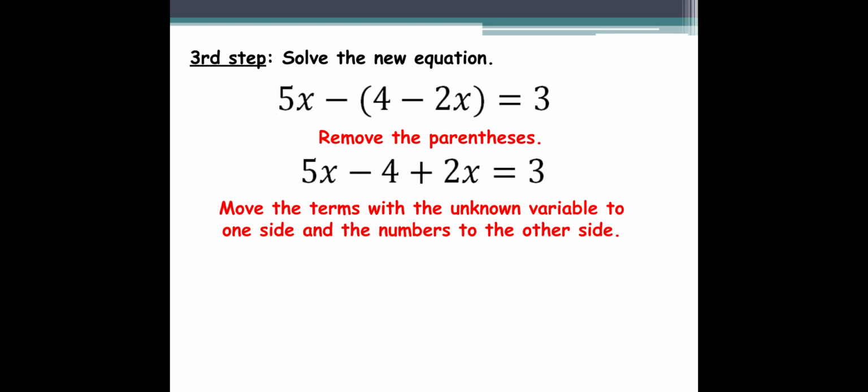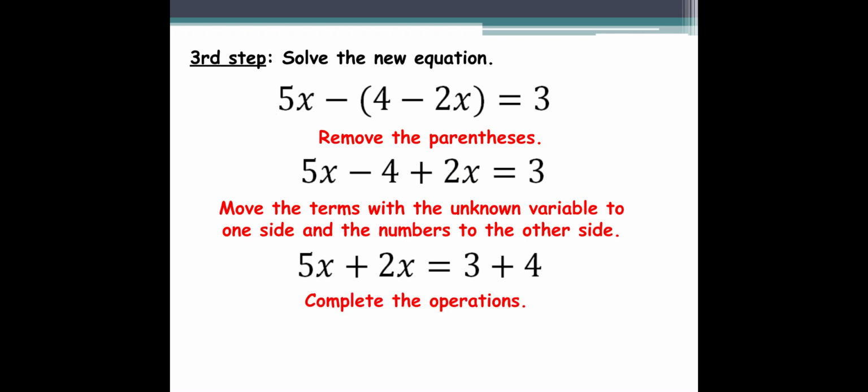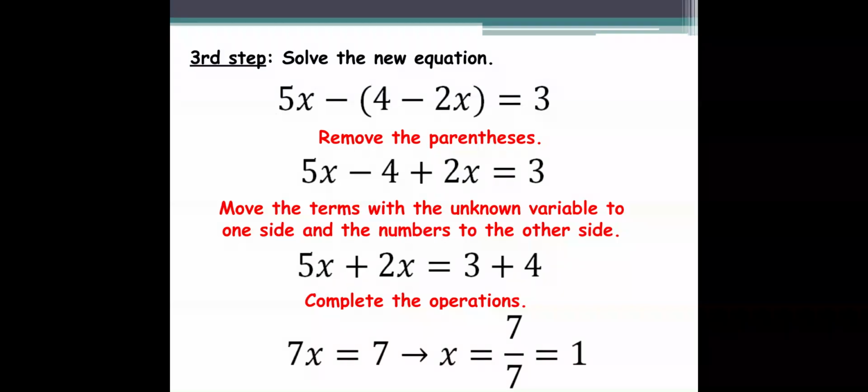Now we'll move the terms with the unknown variable to one side and the numbers to the other side. This should be easy. We get 5x plus 2x equals 3 plus 4. Complete the operations: 7x equals 7, which then leads to x equals 7 divided by 7, or x equals 1.